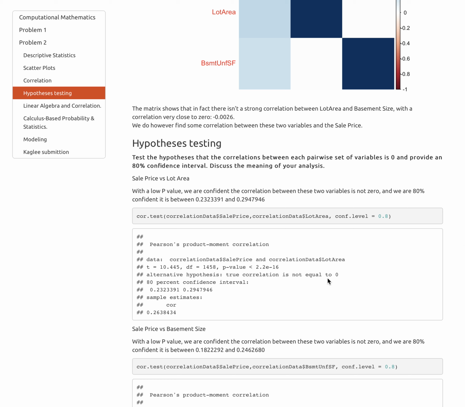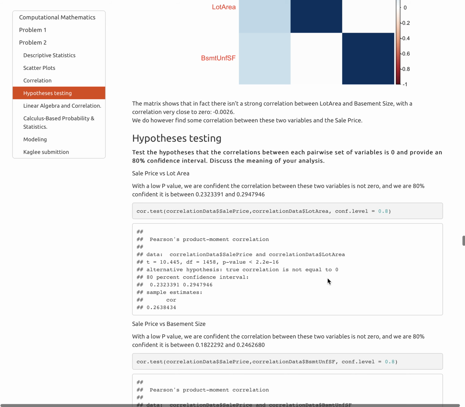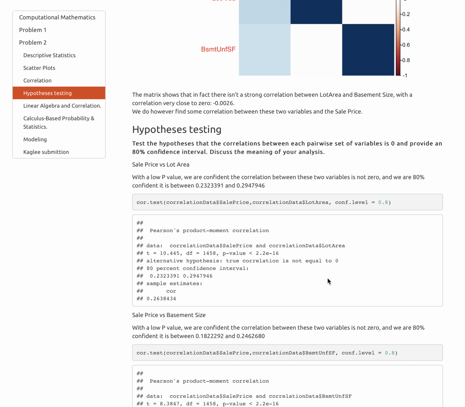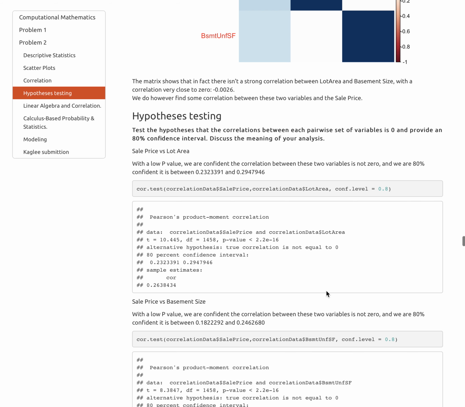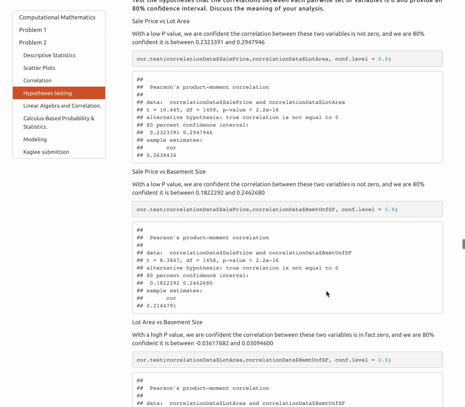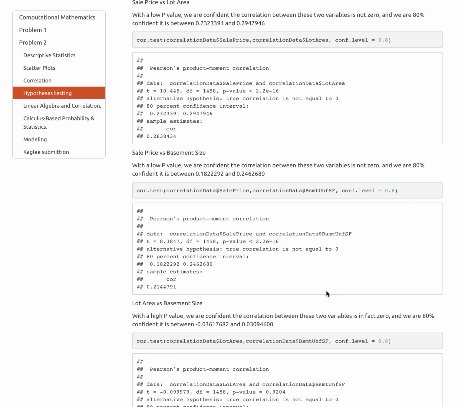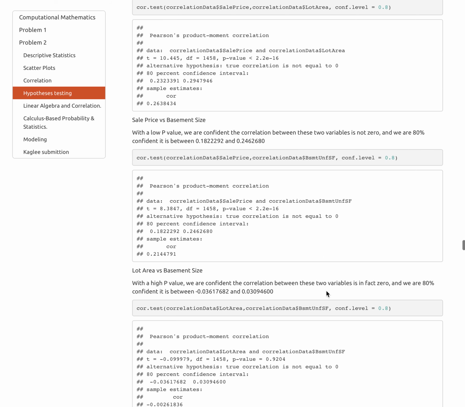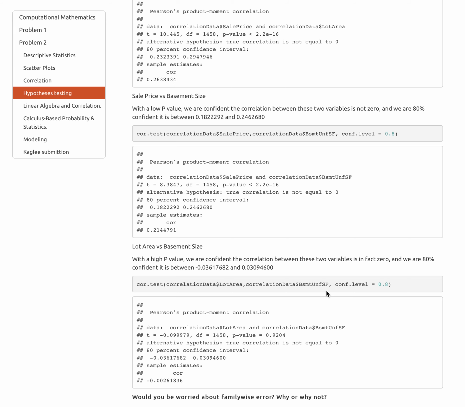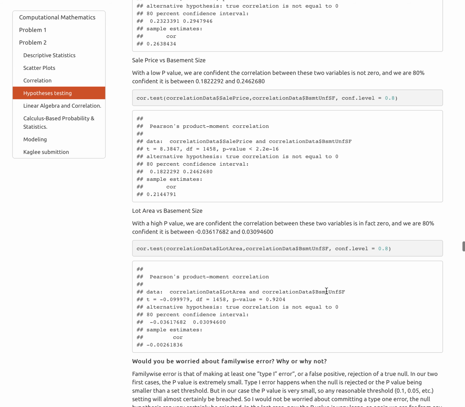And it resulted in a very low p-value. So for that 80% confidence level, basically for the first one I got 0.18 to 0.24. Did the same for sales price and basement size, and also for lot area and basement size.